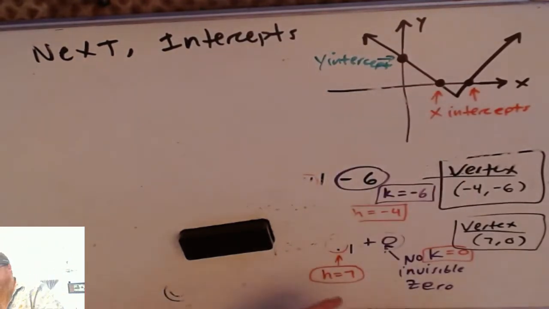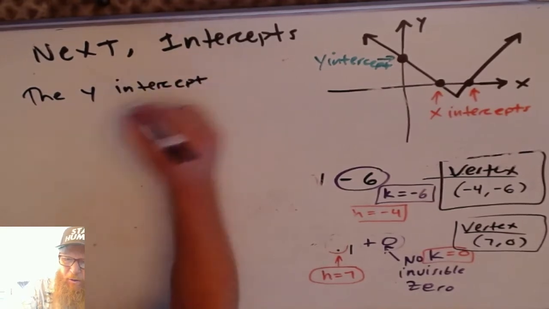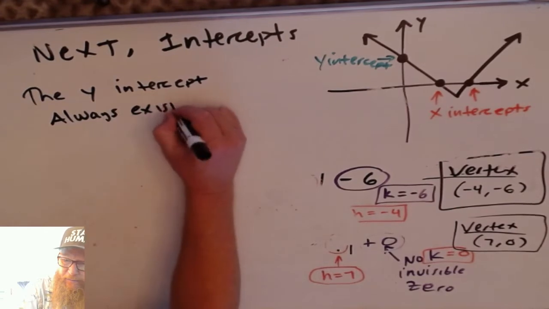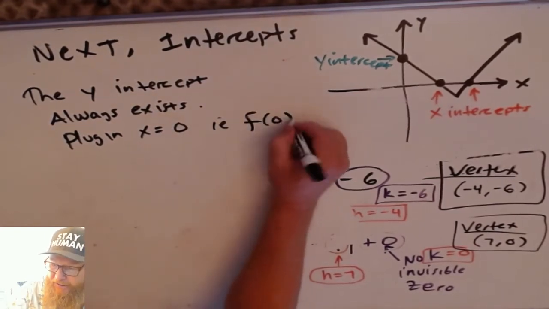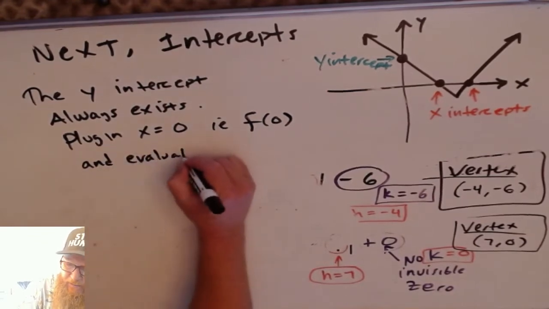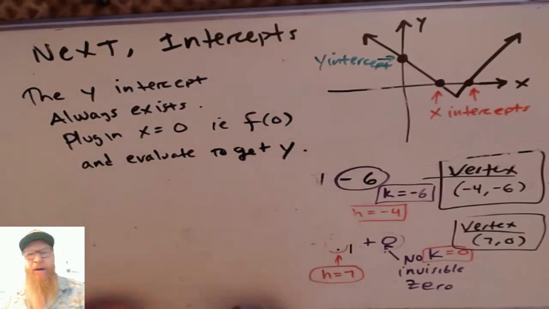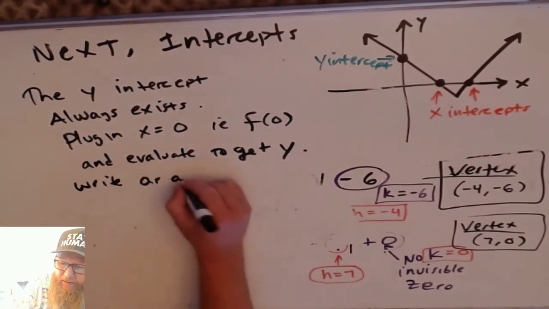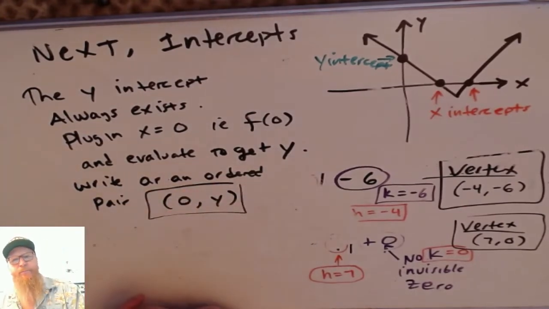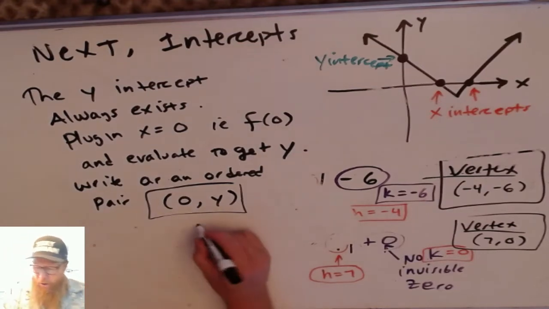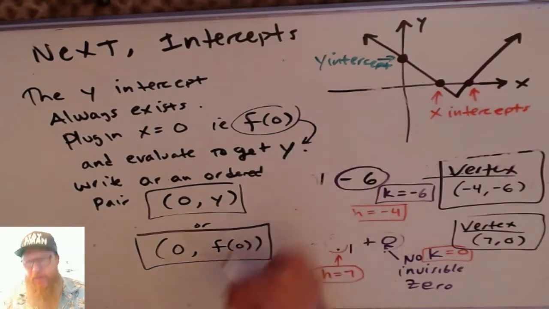Okay. The y-intercept always exists. Just plug in x equals 0, or in other words, f of 0, and solve for y. Well, you're actually not solving, you're evaluating to get y. All right. And then you're going to write it as an ordered pair: 0 comma y, whatever that happens to be, or 0 comma f of 0. This is a nice functional way to write it, because remember, f of 0 is just going to give you the y value.